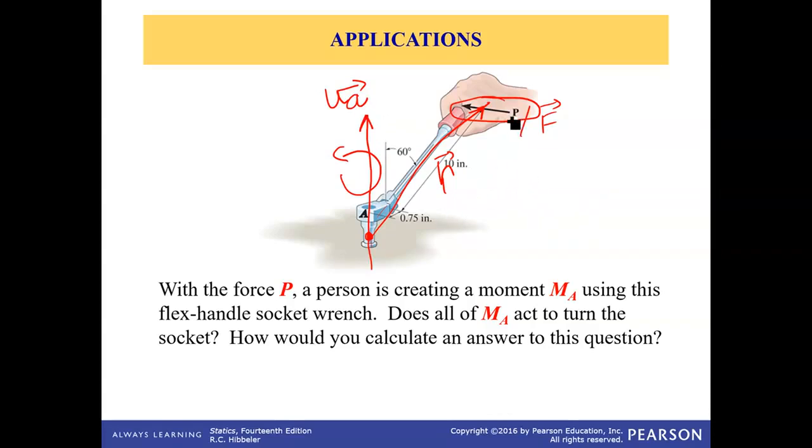Then we can calculate how much of this moment actually is responsible for turning the socket about the vertical axis, and that can be calculated using UA dot product R cross F. And this is always a scalar quantity. That means we will get either some positive or negative number depending on the direction of rotation.